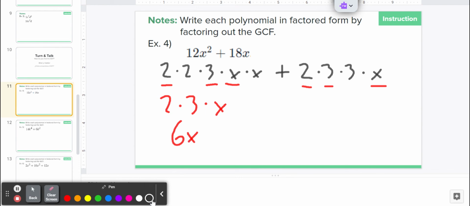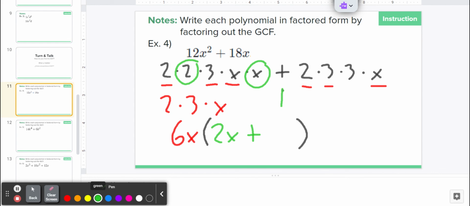Then what we want to do to write it in factored form is place whatever's left over in parentheses. So notice how in our left term here, we have a 2 and an x left over. Those are going to go inside our parentheses. Plus, because our problem is separated by a plus sign, the 3 that's left over on the right. So our final answer here is going to be 6x times 2x plus 3. Now, if you were to go back and distribute in that 6x and multiply, you'll get what our original problem was, which is 12x squared plus 18x.